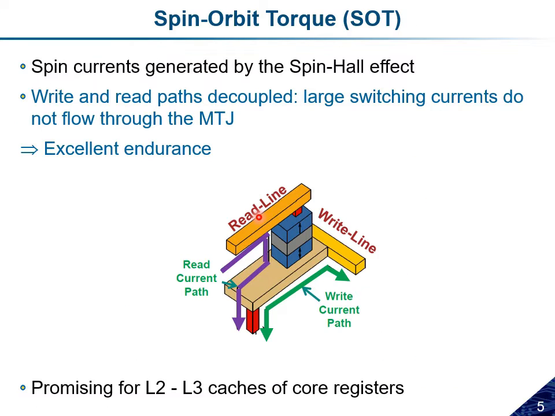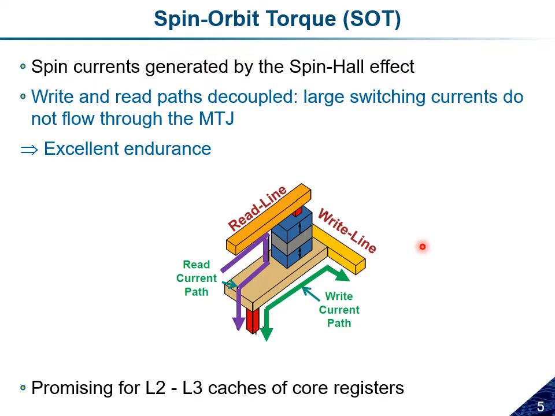A promising solution for this issue with the STT is based on spin-orbit torque switching. In this type of memory, spin-orbit torque switching MRAM, the magnetic free layer is grown on top of a material with a large spin Hall angle, and by passing the current through this material, a spin current is generated here and flows to the free layer and exerts a torque on the magnetization.